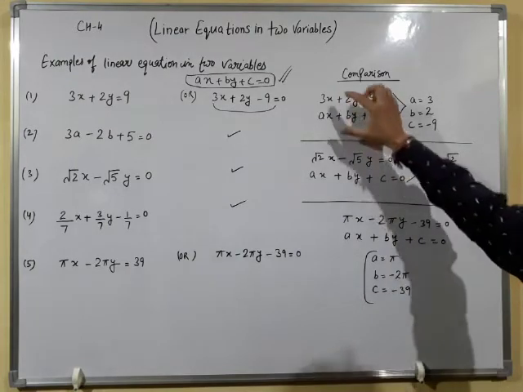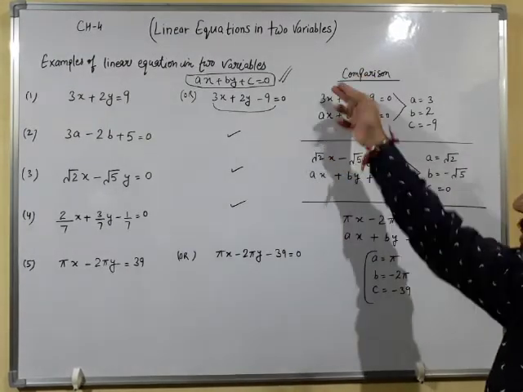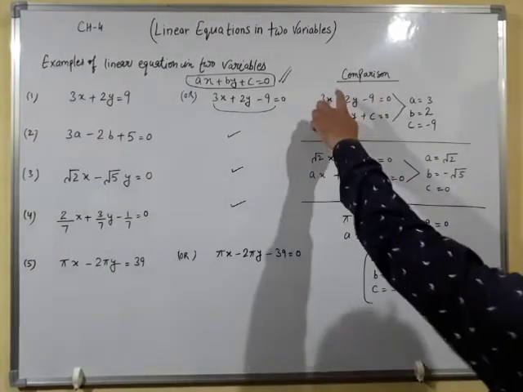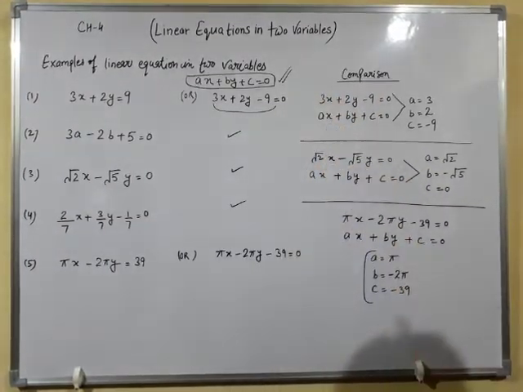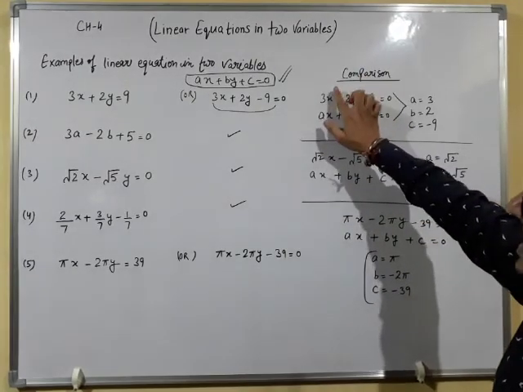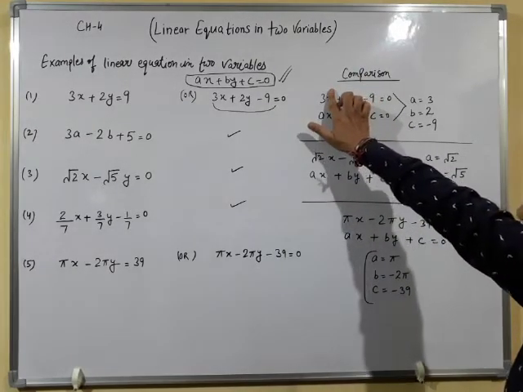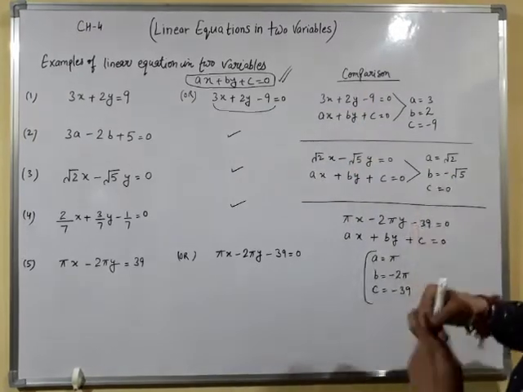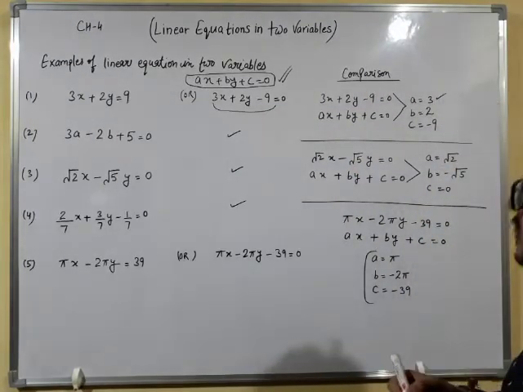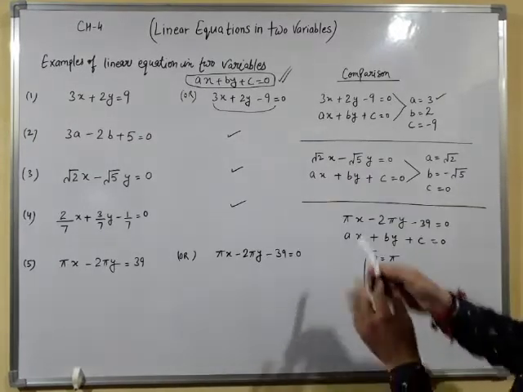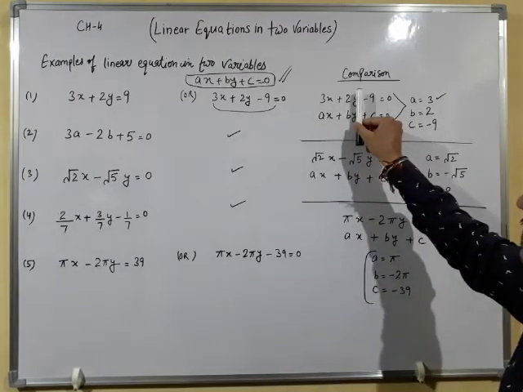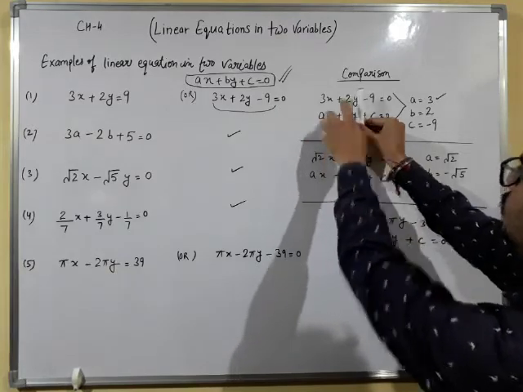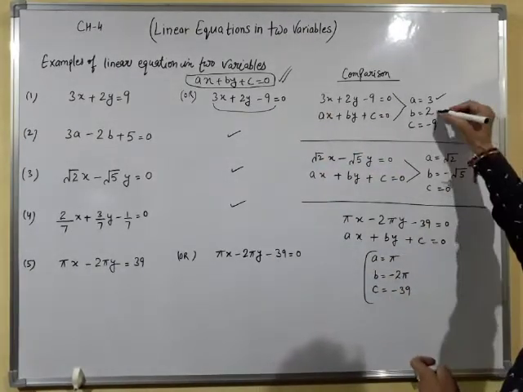Now we will compare term by term. Compare its first term, where we have the variable x and variable x. X is cancelled by x, so a will be equal to 3. So we have written a is equal to 3. Now y is cancelled by this y. What is left? B is equal to 2. B is equal to 2.